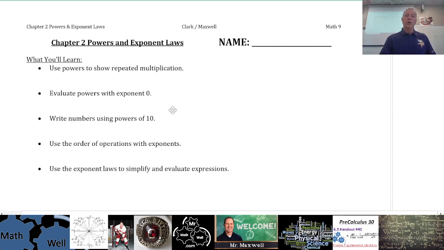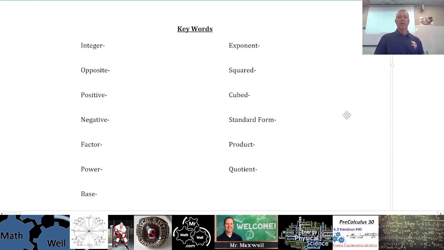So we'll also be talking about evaluating powers with exponent 0. We'll write numbers using powers of 10. We'll use order of operations with exponents, and we'll use exponent laws to simplify and evaluate expressions. Okay? So that's actually the whole chapter. We'll start with 2.1, but this is sort of what you learn in the whole chapter. Here's a list. I won't read them all, but these are some key words that we'll be learning about. You should be able to explain each of these words by the end of the chapter. So that's the key words.